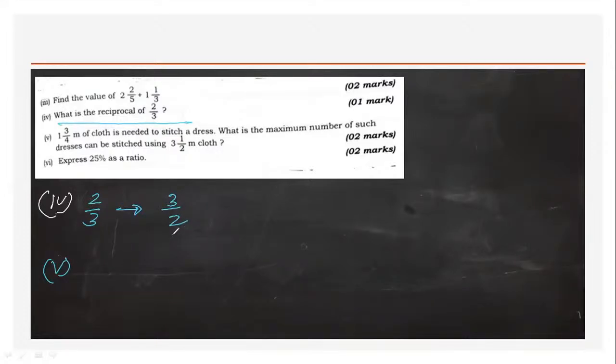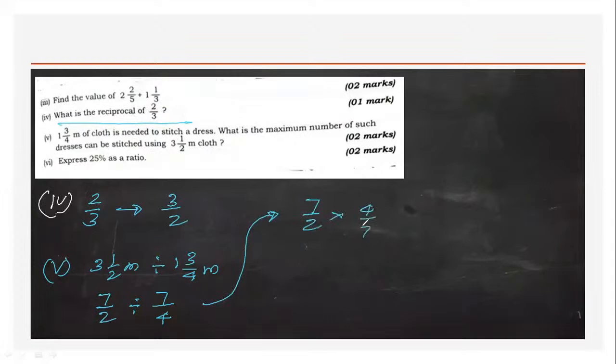Right. It means 1 3/4 meters for one dress. It means we have to divide 3.5 meters by 1 3/4 meters. First convert to improper fractions: 2 times 3, 6 and 1, 7 over 2. Divide by 4 times 1, 4 and 3, 7 over 4. Reciprocal: 7 over 2 times 4 over 7. Cancel out here. The answer is 2. We can stitch 2 dresses by using 3.5 meters of cloth.